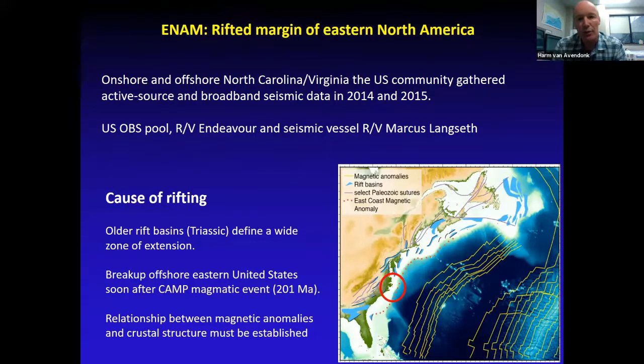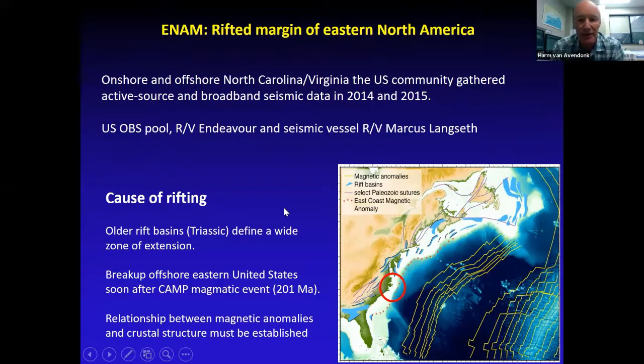Here we had a 2-ship experiment with the Marcus Langseth and the Endeavor. And that was to gather both active source seismic data on land and offshore. There were also broadband seismic data recorded through EarthScope on land and in the ocean with ocean bottom seismometer data offshore. So this is a fantastic nested seismic data set to investigate all kinds of sediment and deep crustal processes offshore Virginia and North Carolina.